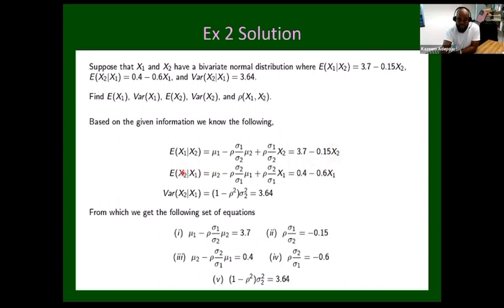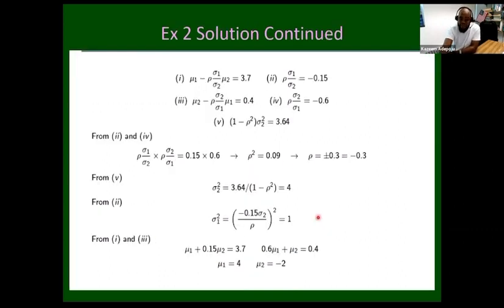Now the same thing is applicable to the second one. In the second one, equation 3 and equation 4. Then they also gave you this information: the variance of x2 given x1 is equal to 3.64. And you know from the formula that the variance of x2 given x1 is equal to this. So you're going to equate this one to 3.64. That was why we got this. Now every other thing is just to simplify. Now I got this one, and now I can go all the way.